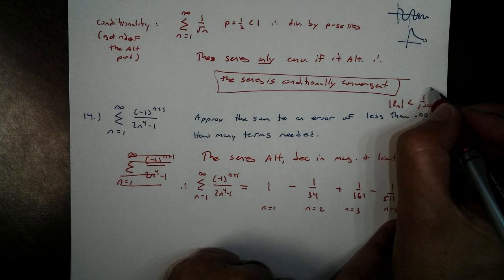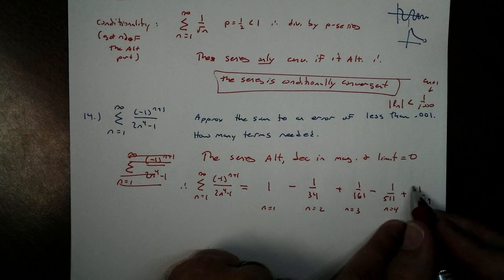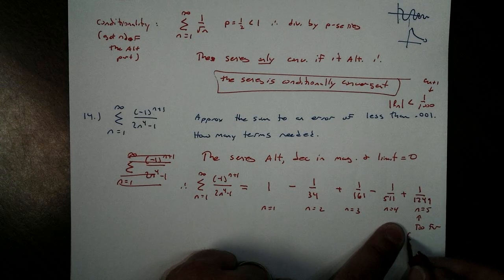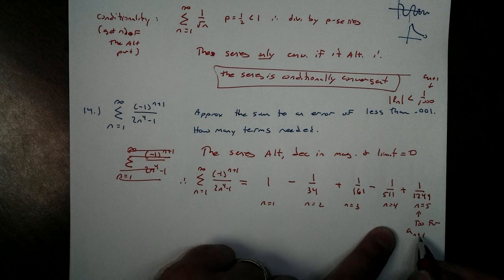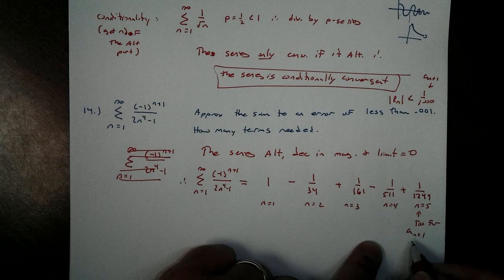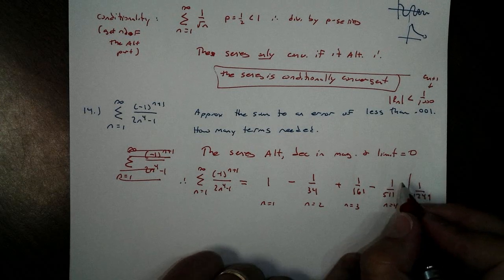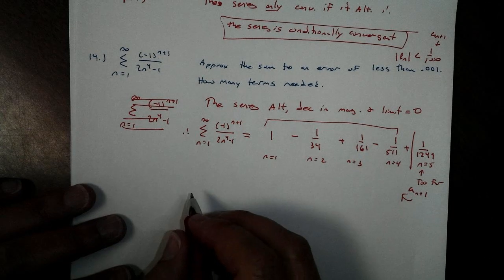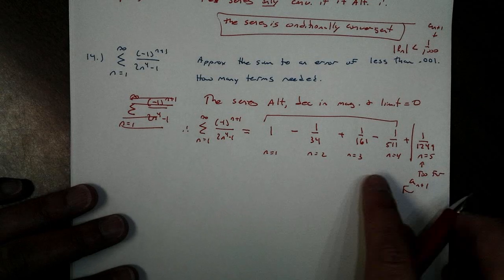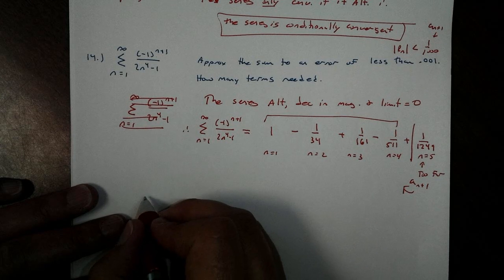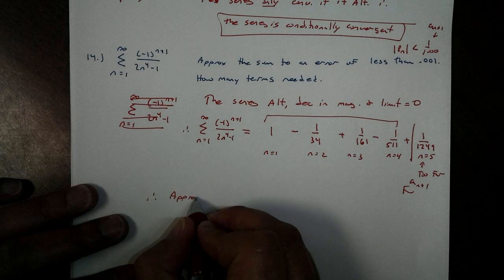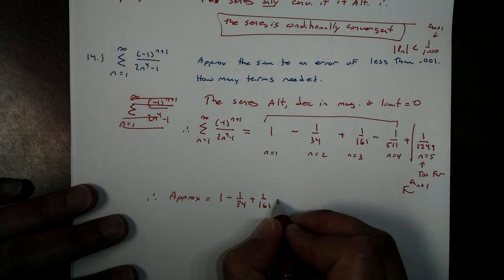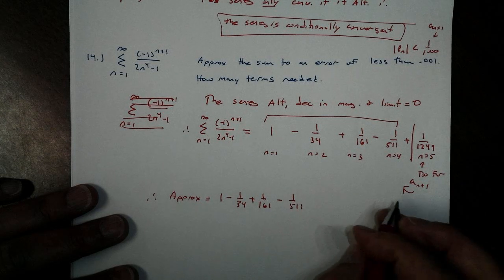But we want our error to be less than 1 over 1,000. Remember, this is my next term. So over here, this is already less than 1 over 1,000. We've gone too far. So this is my a sub n plus 1, my next term. So we just back it up, and this is where we can stop. So this would be my approximate value. Therefore, our approximation is 1 minus 1 over 31 plus 1 over 161 minus 1 over 511.